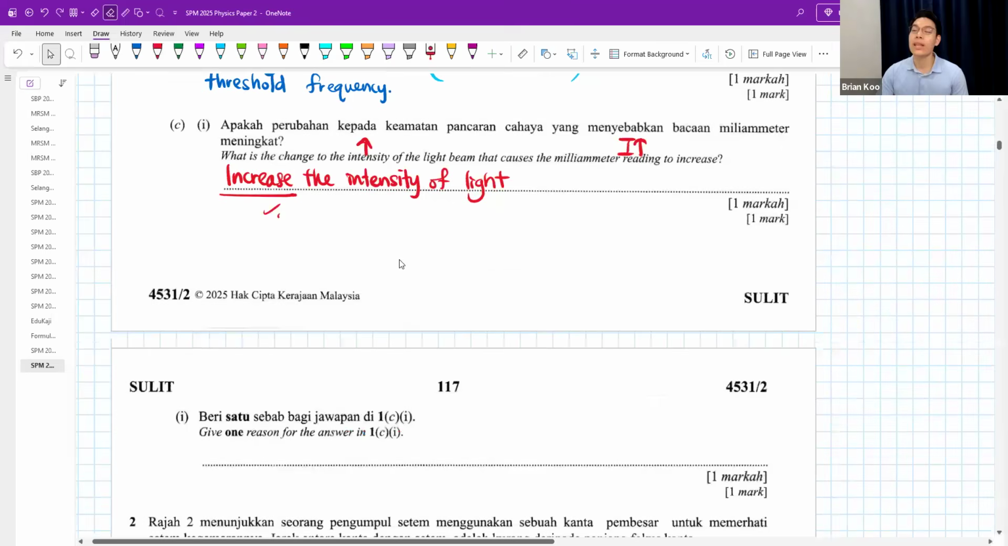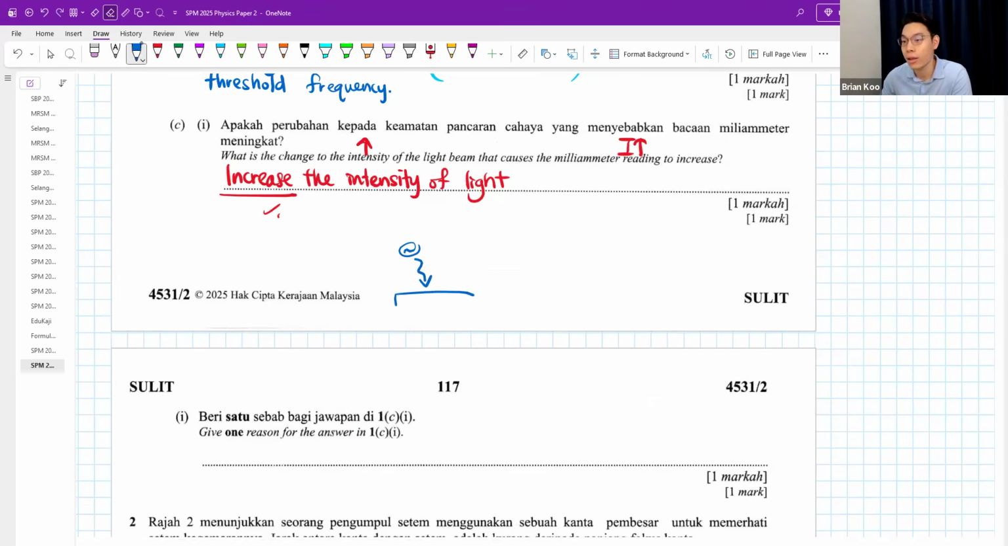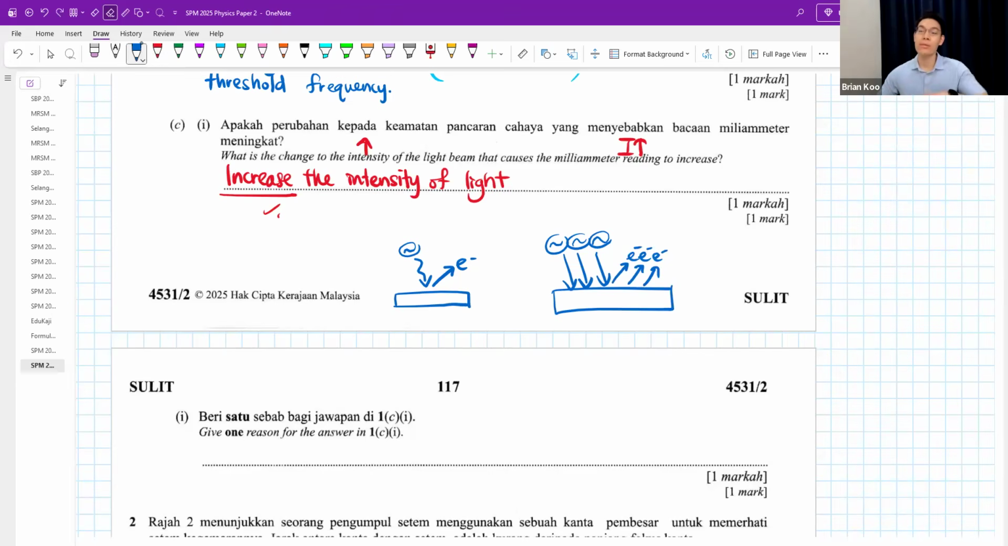Okay, then they ask what is the reason? How come when you increase the intensity, then the milliammeter reading will increase? Well, that is because intensity is the brightness. Imagine if you have one photon, you shine on a piece of metal, then maybe you will only have one electron emitted. But what if I have triple the light photon? This is what we mean by increase the intensity. You make it brighter. Triple times the intensity, let's say. Then maybe I can emit triple the electrons.